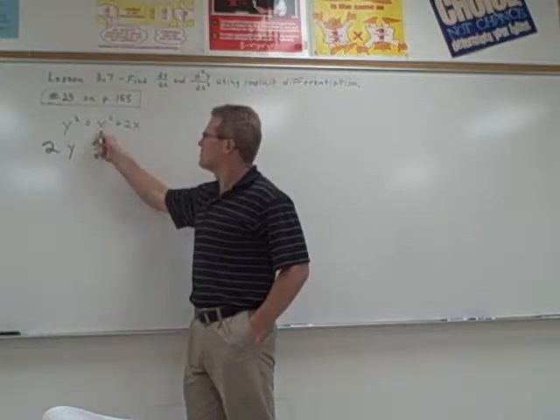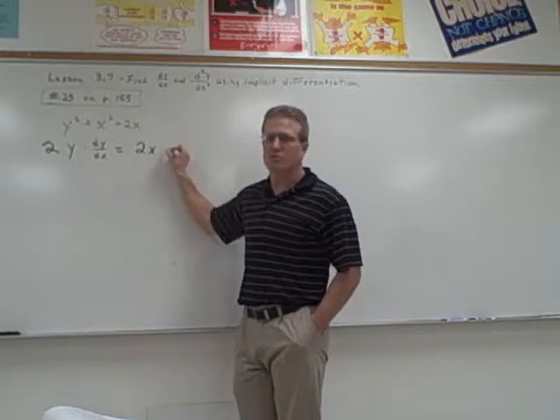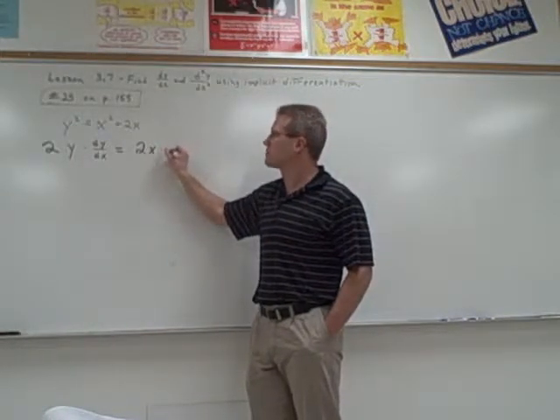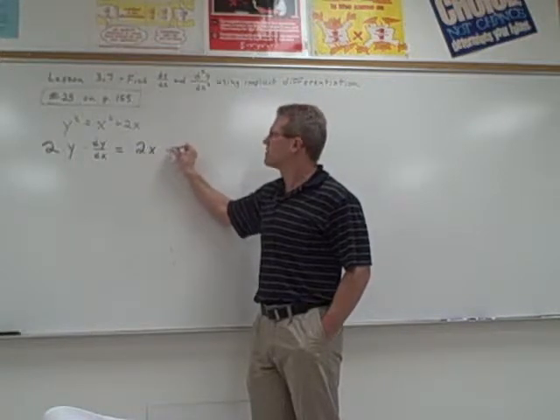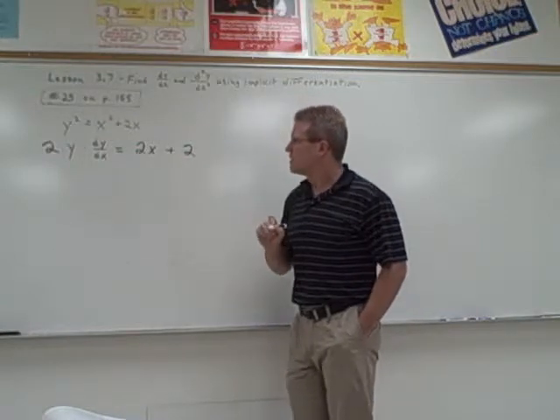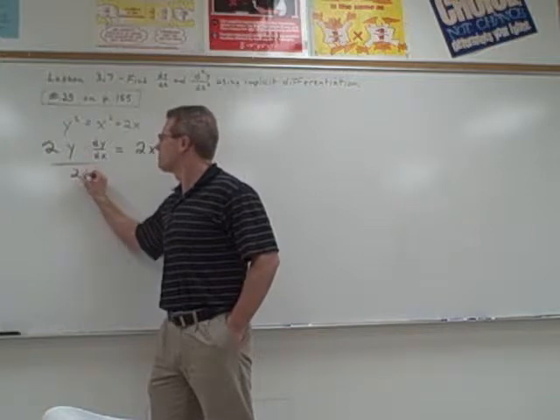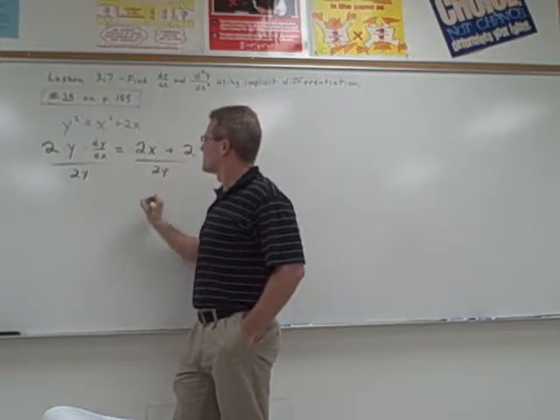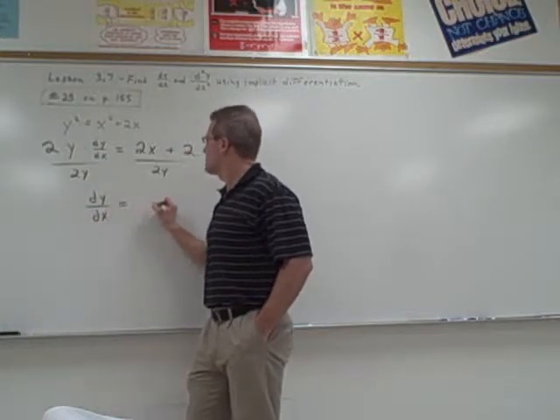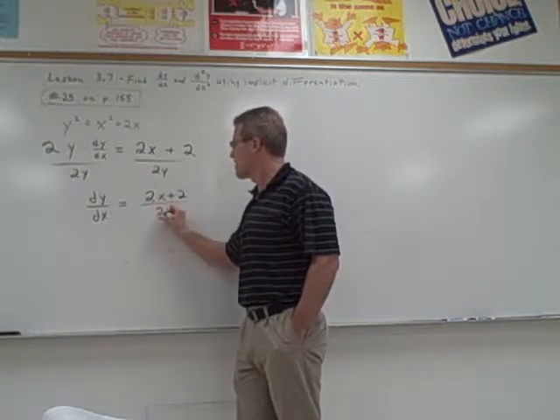Equals derivative of x squared would be 2x, the first power. You could put times the derivative of x, which would be dx over dx, which would be 1 times 1, but I'm going to leave that off. Plus the derivative of 2x, which would just be 2. Then we'll just simply divide by 2y on both sides. Leaves us with this, dy over dx equals 2x plus 2 over 2y.